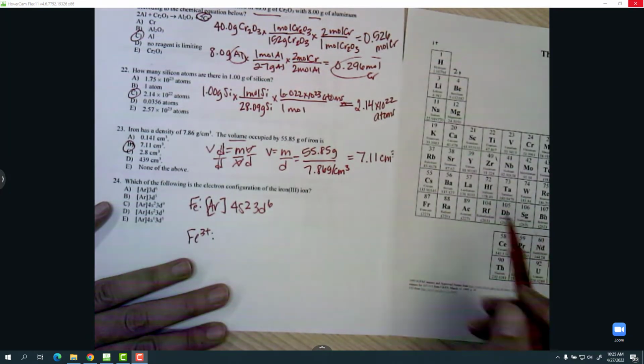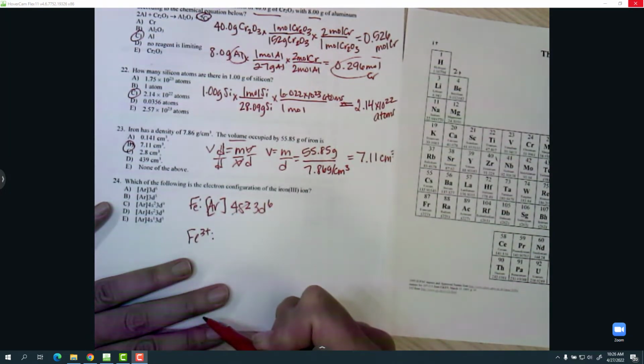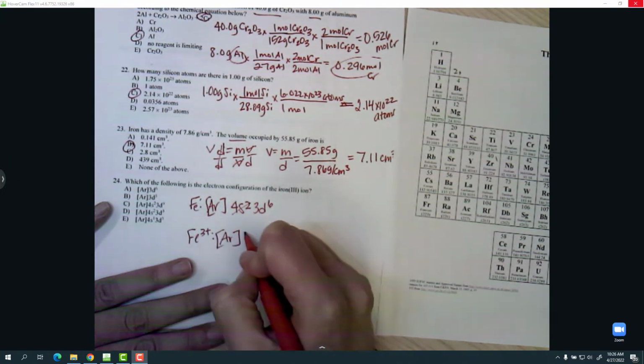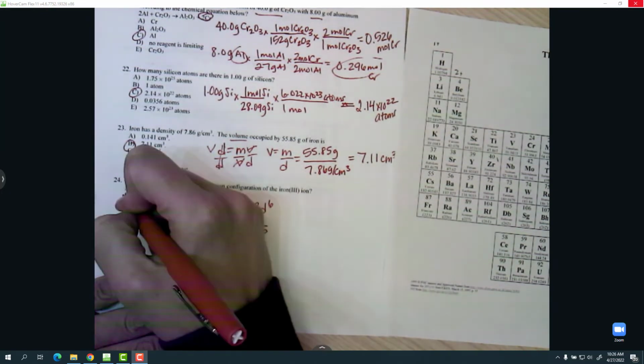Iron 3 plus, I would take away all of my S's and one of my D's. I have to take away 3, and I start by taking away the S's. So argon's still there, 3d5.